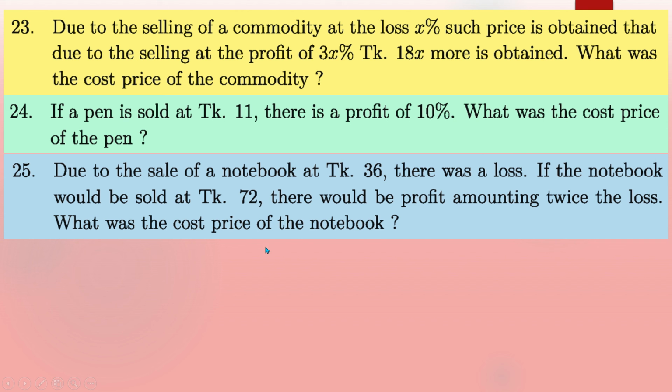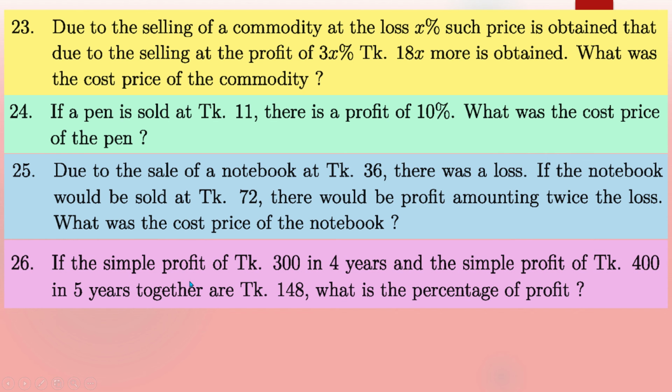So if the cost price of the notebook is taka x, for this condition loss will be x minus 36. But for this condition, as here is profit, profit will be 72 minus x. But 72 minus x is twice the loss. Loss was x minus 36. So 2 into x minus 36 and 72 minus x are equal. From here we can find the value of x, that is the cost price. This type of math you had already solved in a previous class. Very easy.